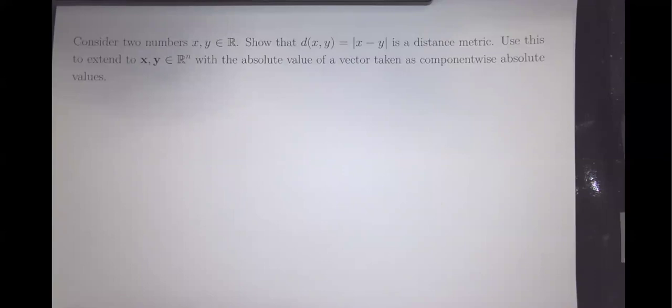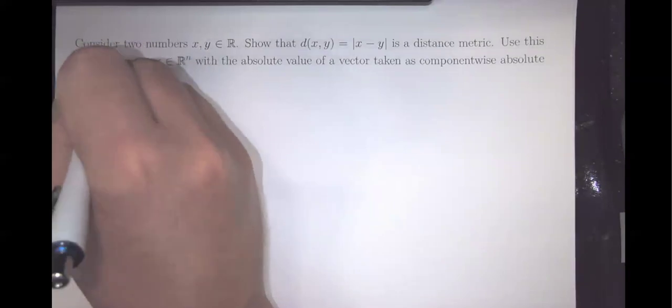In this example, we want to consider two numbers, x and y. We want to show that the absolute value can be used as a distance metric. And generally, we want to extend this to n-dimensional vectors. And we'll see that the argument that we make with real numbers, with a few slight changes, can obviously be made for vectors.